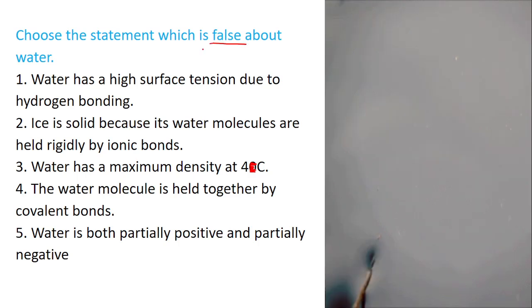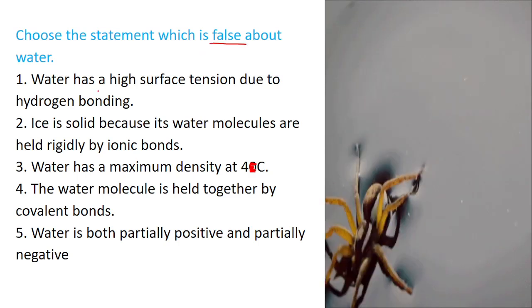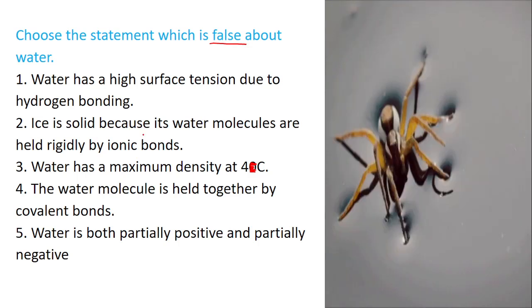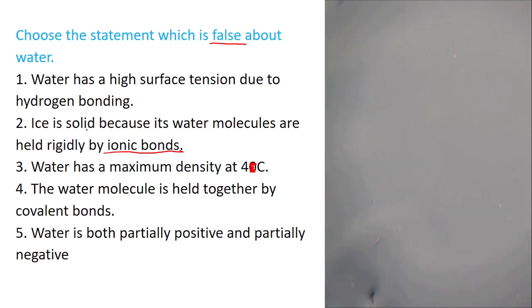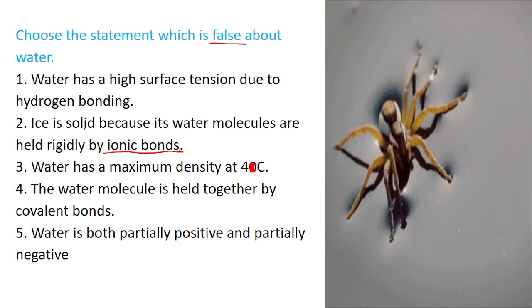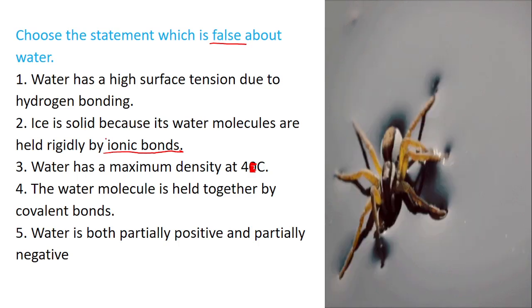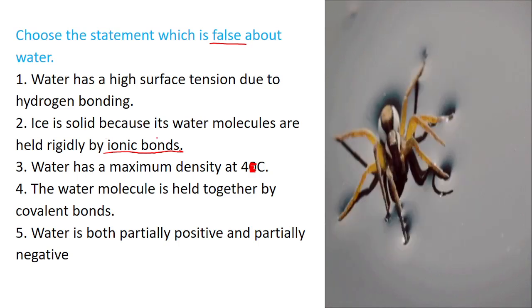So the first statement in this particular question is: ice is solid because its water molecules are held rigidly by ionic bonds. You need to understand the bonds existing in water, whether it is in solid form or liquid form. There are only two bonds that you expect in water. The first bond is the polar covalent bond. Take that, very important.